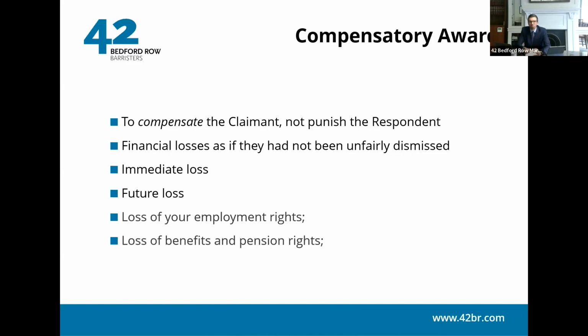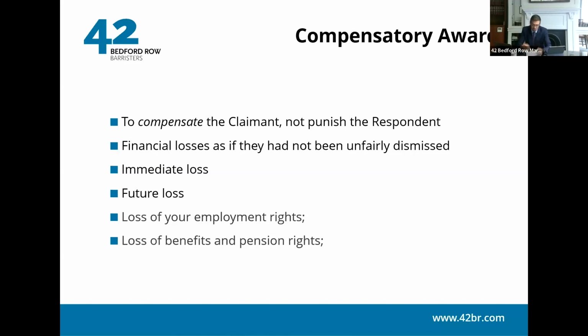The compensatory award, as it sounds, is to compensate the claimant, not punish the respondent. It looks at the financial losses if they had not been unfairly dismissed. The mirror of this point, for example, the discriminatory awards would be the financial losses had the unlawful act not been undertaken. But here, just focusing on compensatory award on unfair dismissal examples, you're also looking at the immediate loss of earnings, for example, and then the future loss.